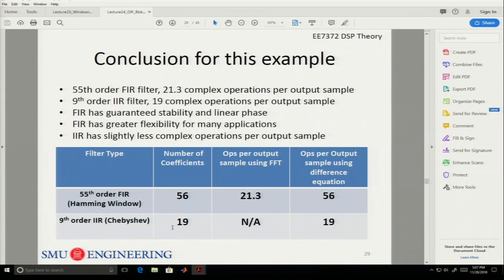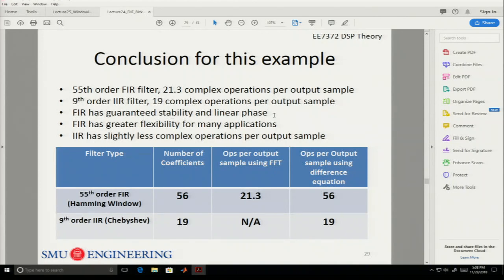So for this simple example, let's just draw a few conclusions. If we use a 55th order filter, that's roughly 21 complex operations per output sample. And we always have to boil this down to operations per output sample. You have to have some metric to be able to compare it, because every time you get a new set of input samples, you've got to keep up. So one of the metrics we use is complex operations per output sample. Ninth order IIR filter, we could just count those up. That was pretty easy, 19.